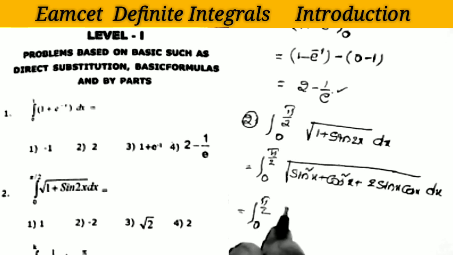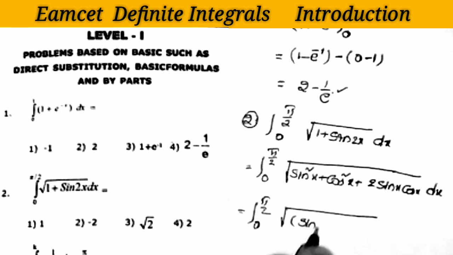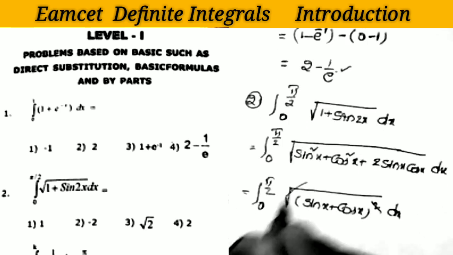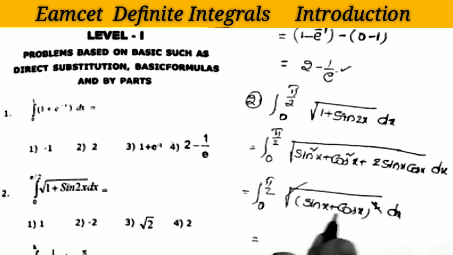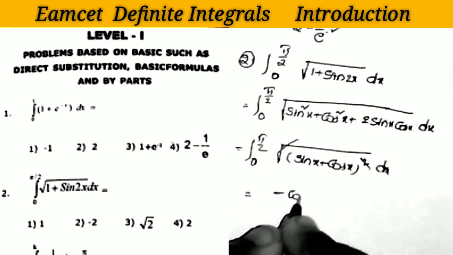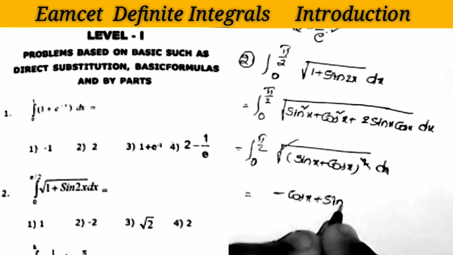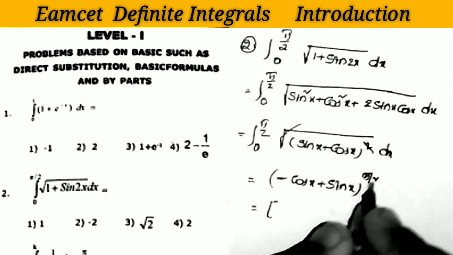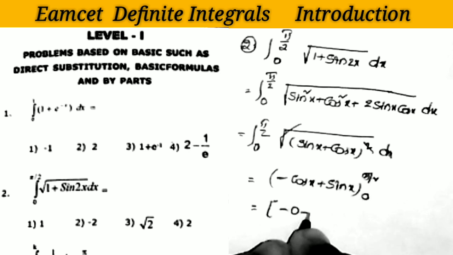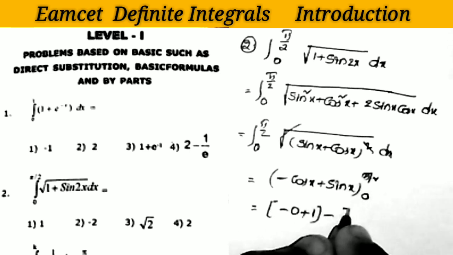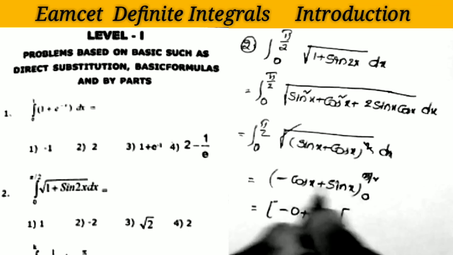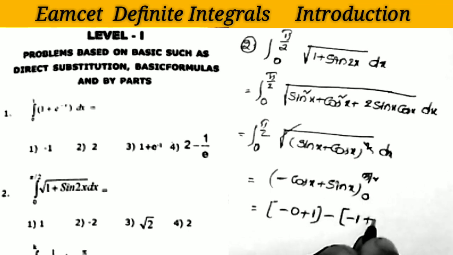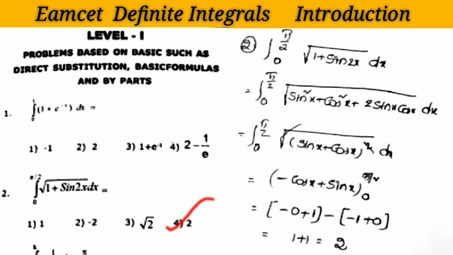Now clearly this is in the form of a square plus b square plus 2ab, that is (a plus b) whole square, which is (sin x plus cos x) whole square. Here square and square root get cancelled. Now the integral of sin x is minus cos x and the integral of cos x is sin x, where the limits are 0 to pi by 2. Replacing the upper limit first: minus cos pi by 2, cos pi by 2 is 0, minus sin pi by 2, sin pi by 2 is 1. Now replacing the lower limit: minus cos 0 is 1 plus sin 0 is 0. The answer is 1 plus 1 equals 2, and that is the last option.